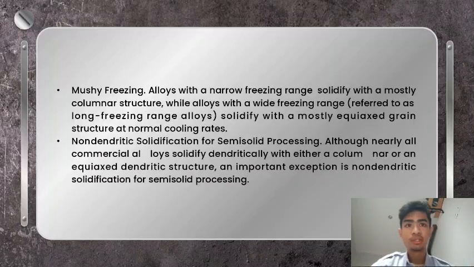Massive freezing. Alloys with a narrow freezing range solidify with a mostly columnar structure, while alloys with a wide freezing range solidify with a mostly equiaxed grain structure at normal cooling rates. In an alloy with a wide freezing range, the formation of the first solidified crystal causes some alloy enrichment in the liquid region of the newly formed crystal.